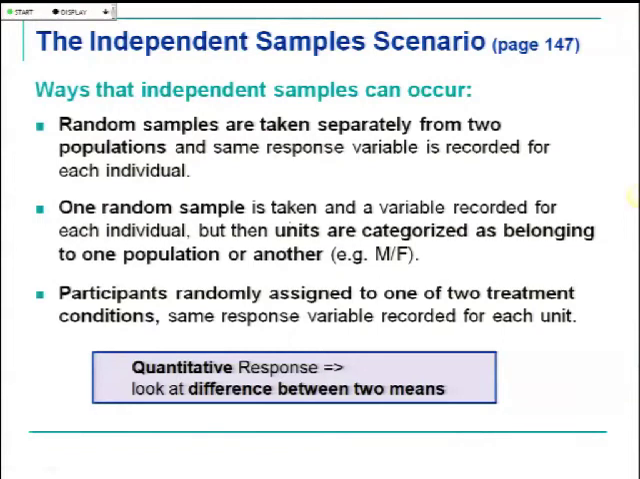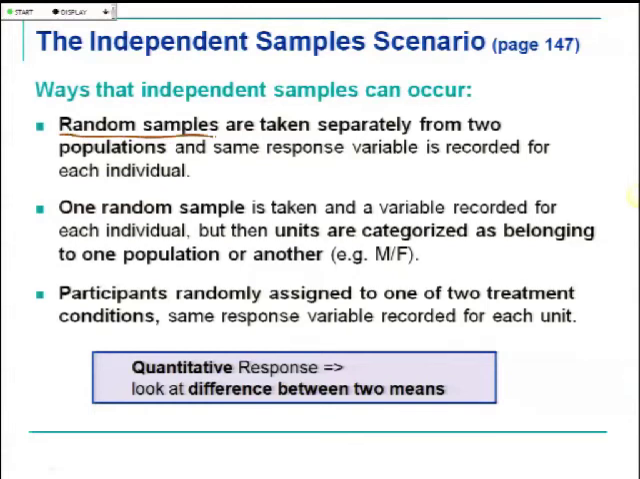Moving on to the next big chunk from our formula card, that's all about 2 means. We have actually handled the independent sample scenario already. We did it for 2 proportions, P1 and P2. We had this same list for how independent samples can come up, but our response wasn't quantitative at that point. Our response was categorical, so we talked about the proportion who said yes in each sample to estimate that for the populations. So how do independent samples occur?